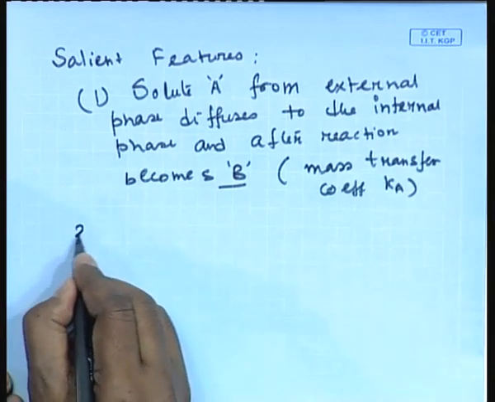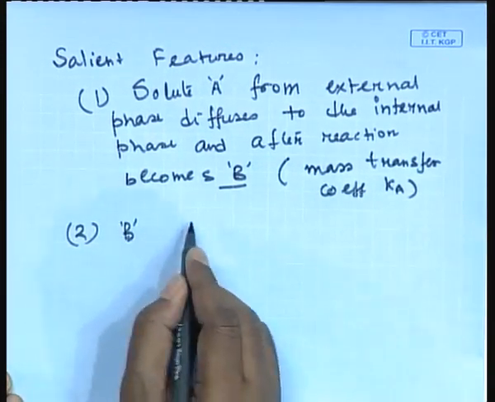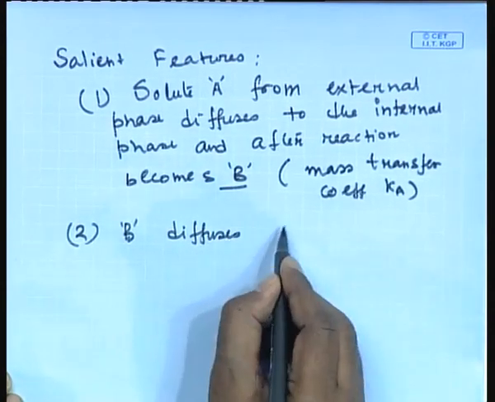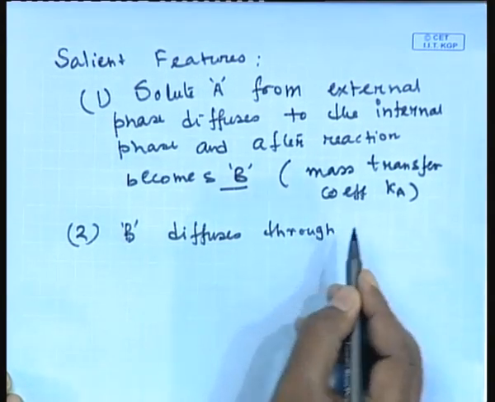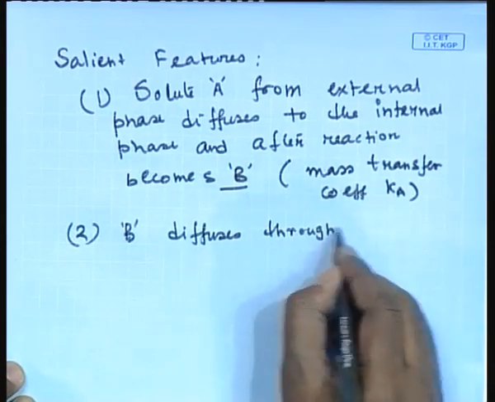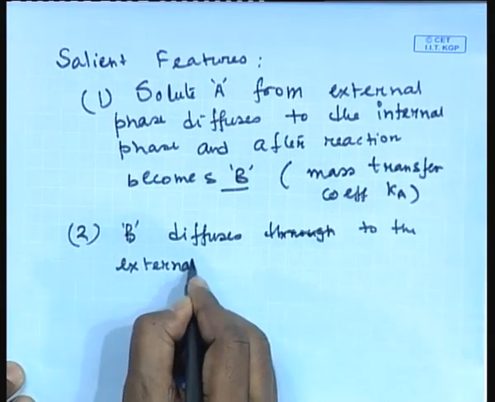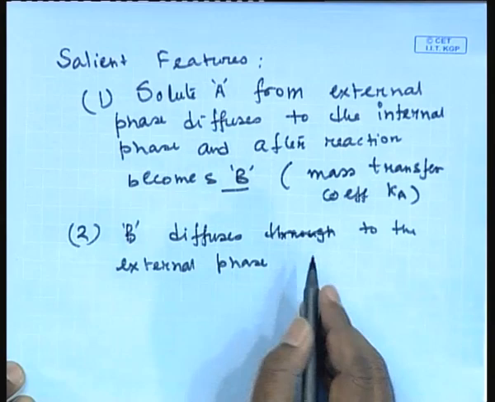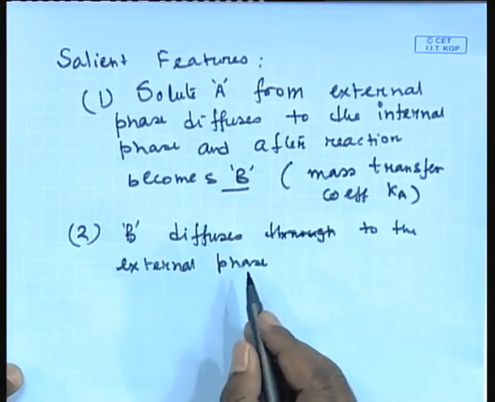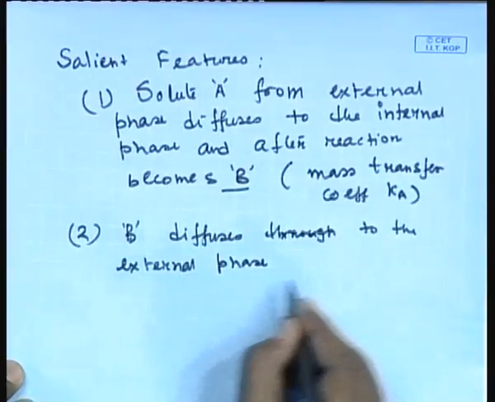The second step is that B diffuses to the external phase. B can also diffuse to the external phase in some cases. In most cases it is not soluble in the oil phase, so its diffusion is barred and prevented; it is encapsulated within the internal phase. But in general you can say that B can diffuse to the external phase via two mechanisms.